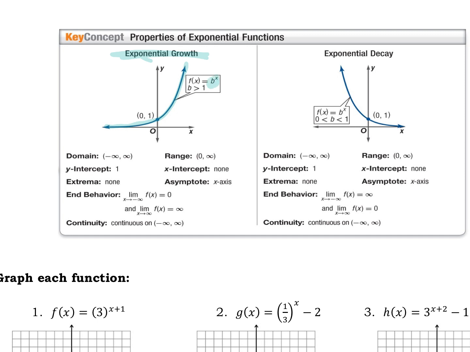It's the b value here. The b is greater than 1, and that helps us decide that that's exponential growth. And then for this one here, where we see the exponential decay, it's going down, and it's the b value here once again.